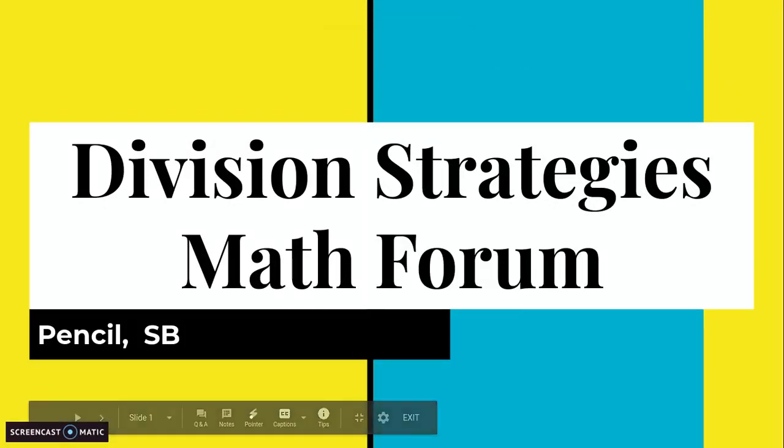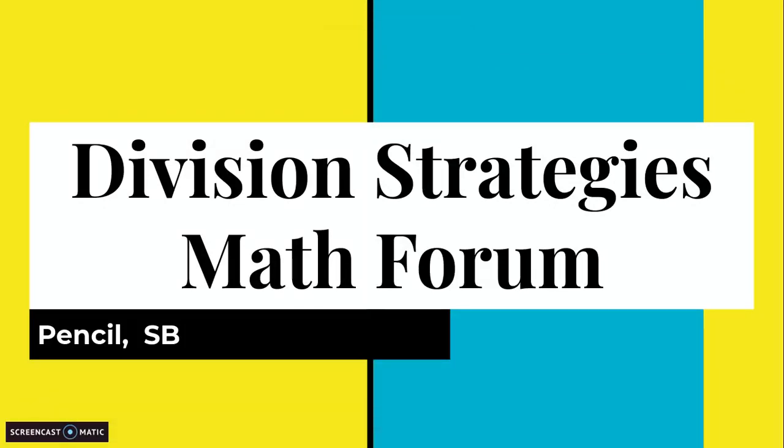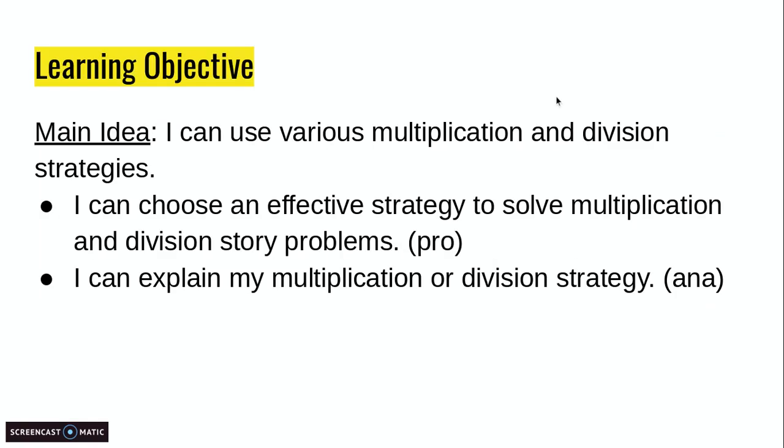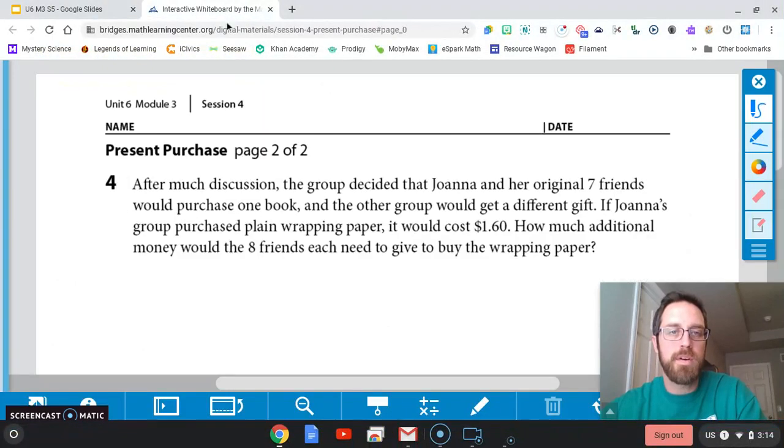Today we are going to continue from the lesson of yesterday, talking about division strategies using the present purchase and having a little math forum or discussion about it, looking at what happens when you double or halve the dividend or divisor and how that affects your quotient. The learning objective, or main idea, for the lesson is that you can use various multiplication and division strategies in solving a problem. So let's go look at our first problem.